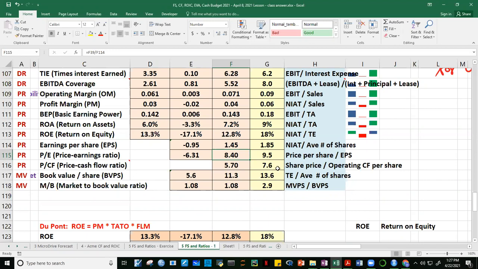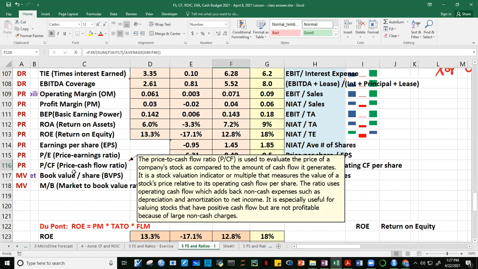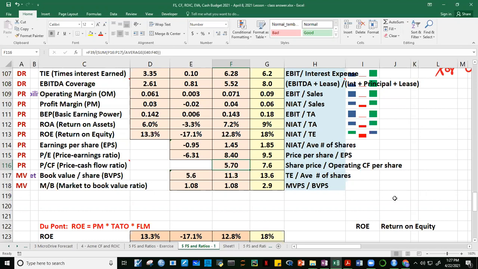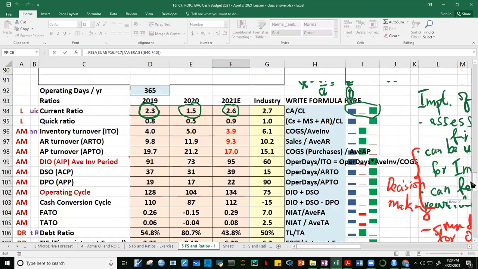Then pareho din to, yung share price naman over operating cash flow per share. Ito naman ang difference niya, yung denominator lang. Yung isa EPS yung ginamit, yung isa operating cash flow. So pag in-interpret natin to, itong price to cash flow ratio, we're saying magkano yung price ng stock nito for every one operating cash flow that you have per share. Medyo related yung interpretation ng PE at saka price to cash flow. The only difference is that iba yung basis natin. Yung sa una, earnings per share, yung pangalawa, operating cash flow per share. So ang formula lang ito, okay? What's F39? That's the price, di ba? That's the price.